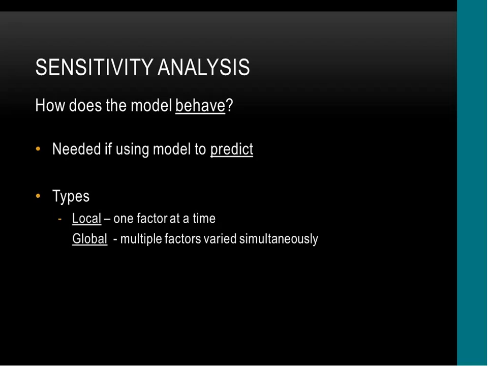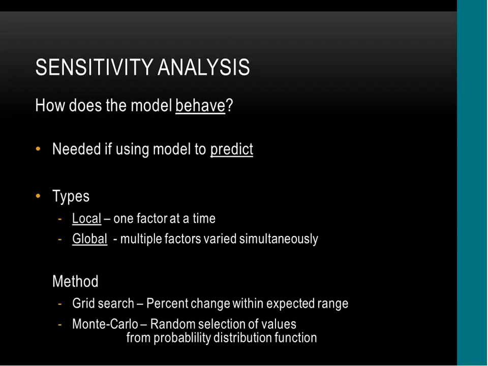And we can do that in one of two ways. We can either use local sensitivity analysis or global sensitivity analysis. And I'll come on to that a little bit later in the talk. And we can use a couple of methods for that. Well, there are a whole bunch of methods we could use. But one method is to use a grid search where you go through and you change parameter values within an expected range. Or the second one is you define a probability distribution or a probability density function for the individual inputs or for the internal parameters, and you then select randomly within those.